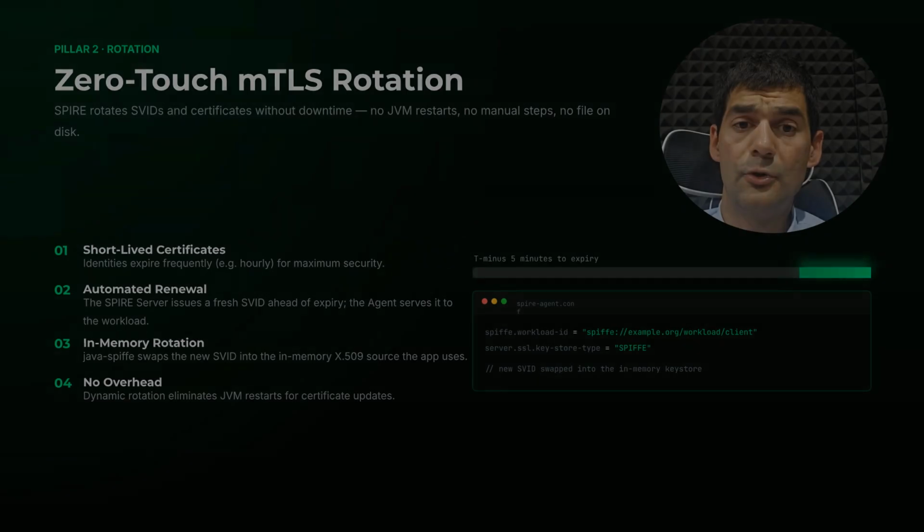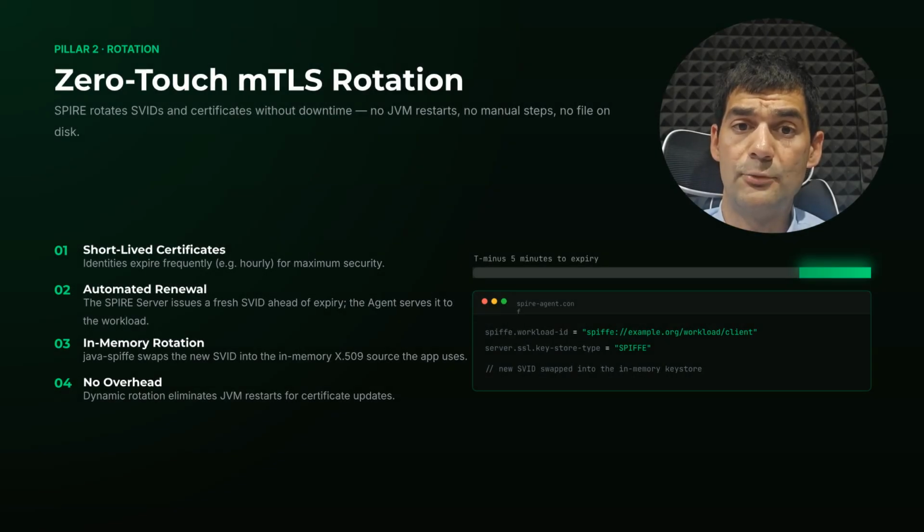Let me say a bit more about rotation, because this is what makes it practical. Zero-touch rotation means those identities renew themselves, no downtime, no manual work. In a Spring environment with SPIRE, here's how it goes. Certificates are short-lived. They might expire every hour. The SPIRE server issues a fresh one ahead of expiry, and the agent makes it available.